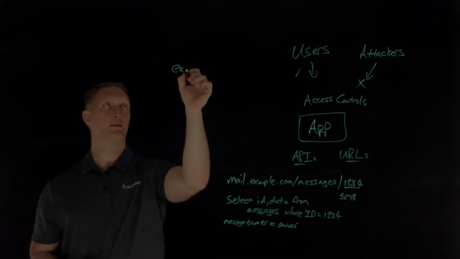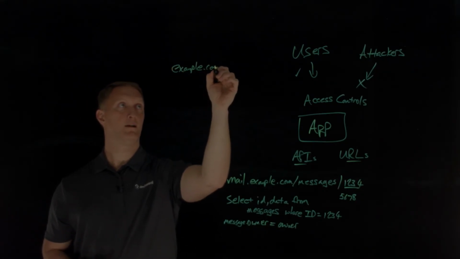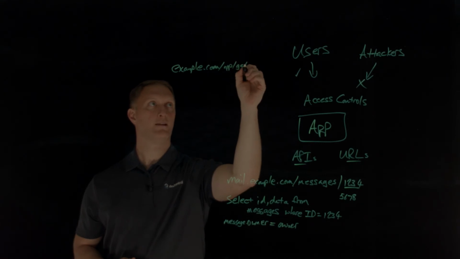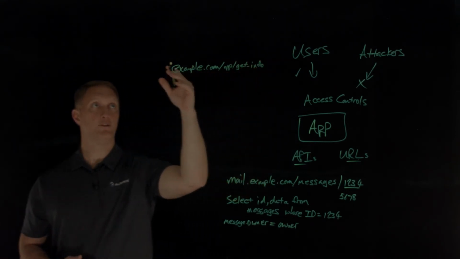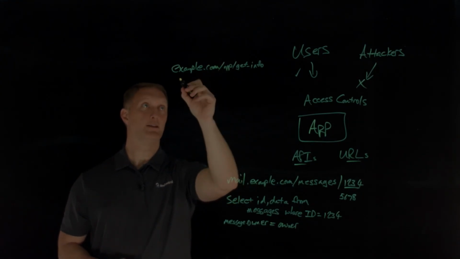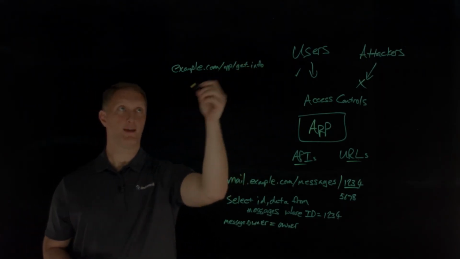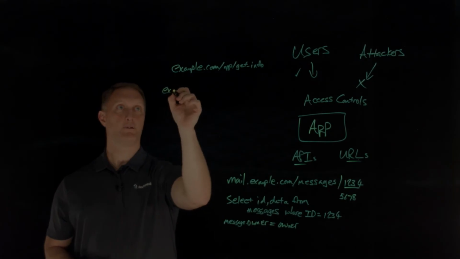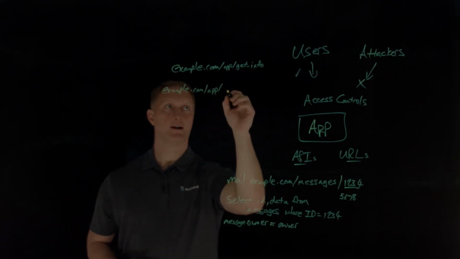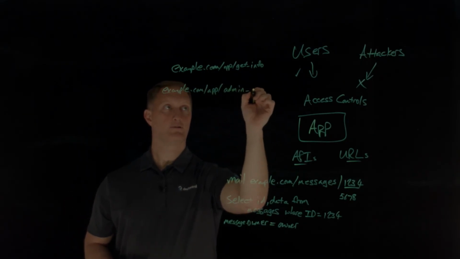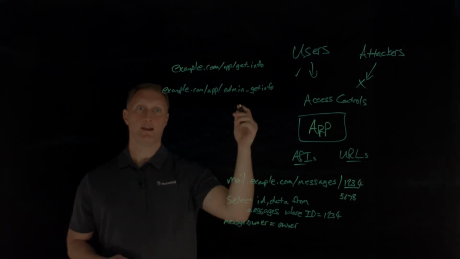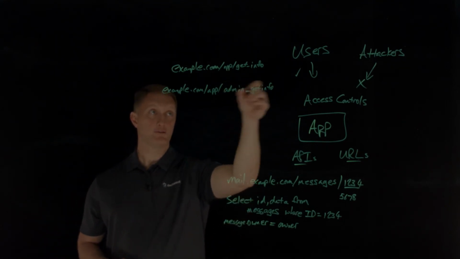Let's say you have example.com/app/get info, right? So if you are able to get to that as an unauthenticated user, then that's not good because you're getting info about the app, right? And let's say you had example.com, again, my penmanship's getting bad here, sorry about that, /app/admin_get info. Let's say you have that URL, and if you're not an admin, you should not be able to get to that.